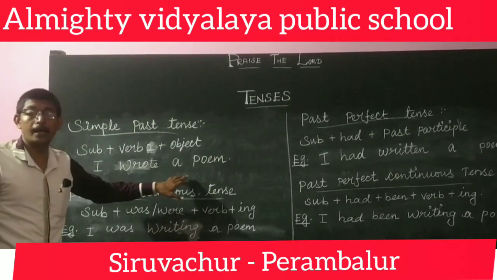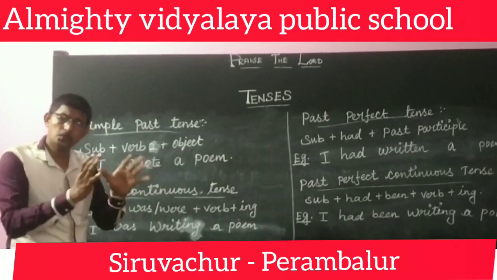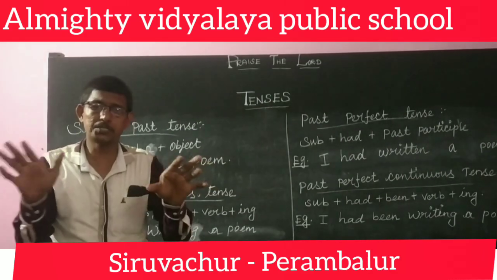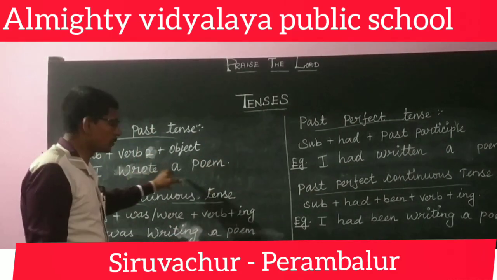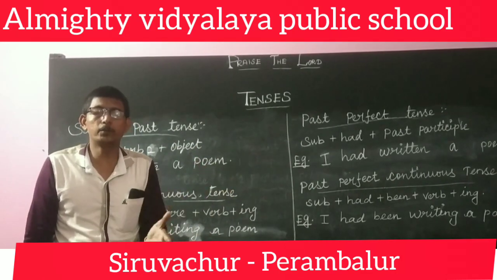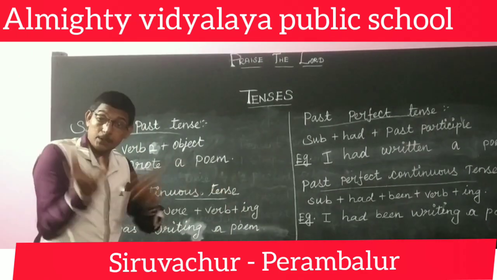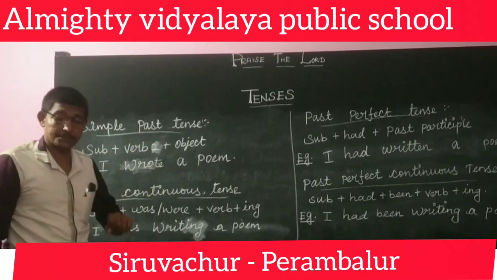I wrote a poem. The simple past. What is the action, finished or not? I wrote a poem. The event is simply finished. What did you do? I wrote a poem. That is enough. That is simple past. Then we see past continuous.